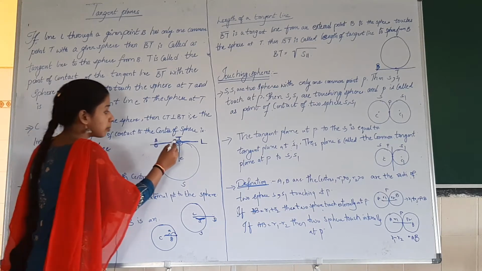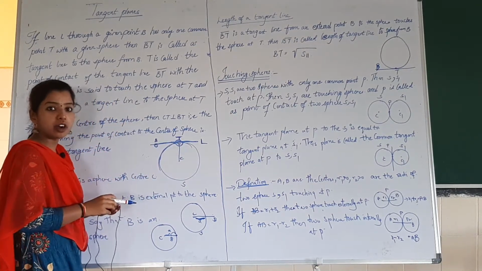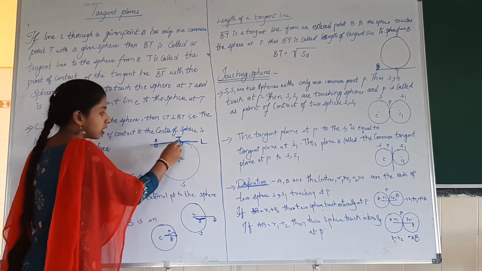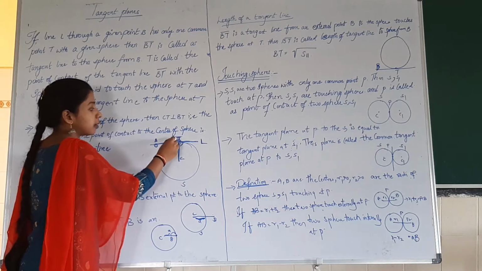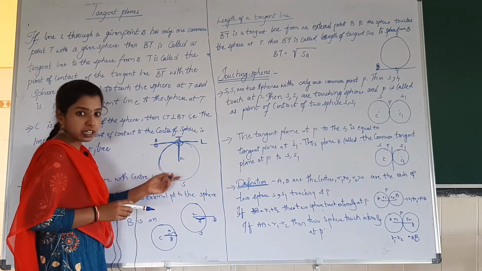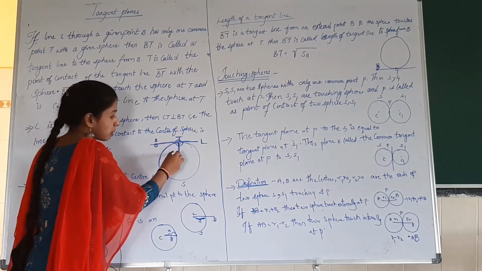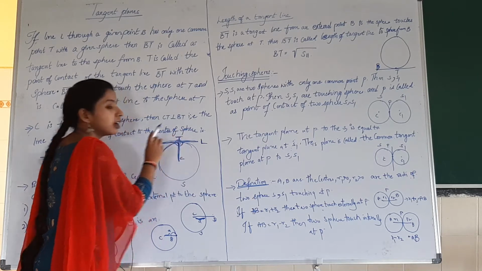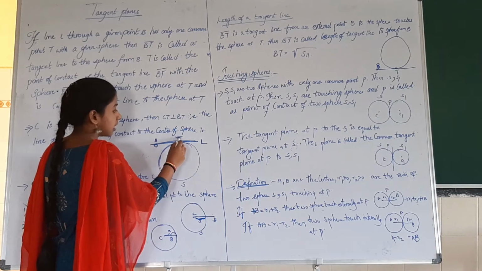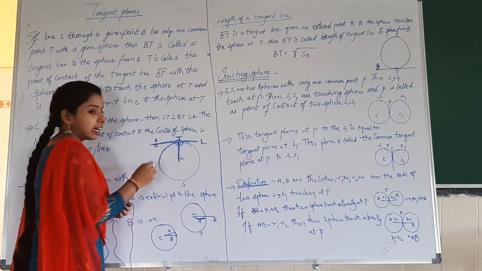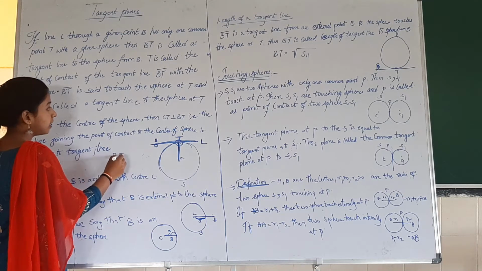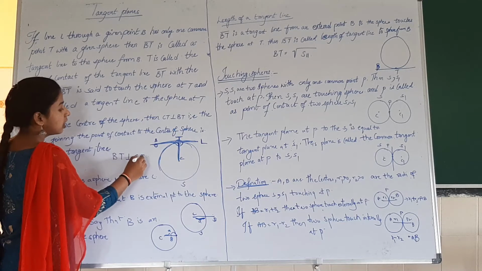And if I draw a line from the point of contact, that is from point T, to the center of the sphere, that line will always be perpendicular to the tangent line. So here BT is a tangent line, and CT is a line from the point of contact to the center of the sphere, then we can say that BT is always perpendicular to CT.